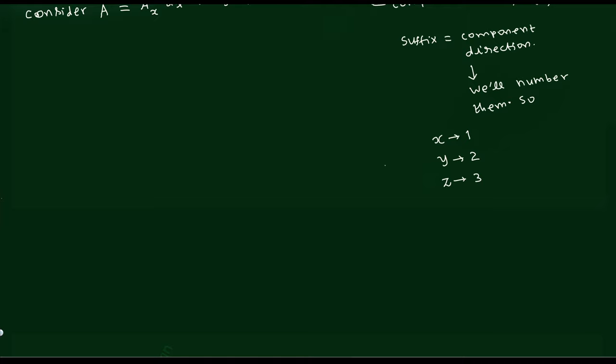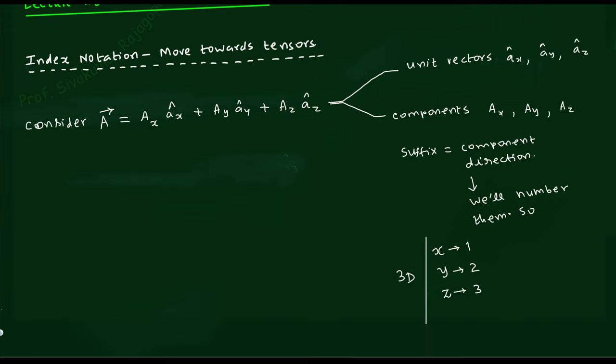So you understand what I mean: if there are three directions, you don't call them by x, y, z. You call them by 1, 2, 3. You don't say it is the x direction. You say first direction. Instead of y direction, you say second direction. Instead of z direction, third direction. So based on this idea of 1, 2, 3, what will happen to the capital A vector?